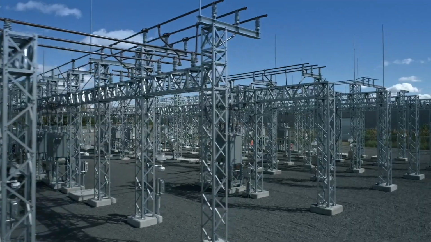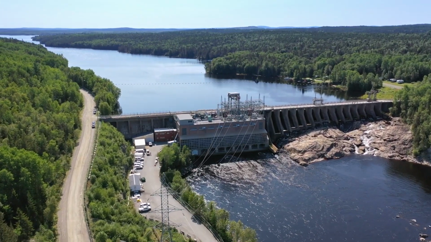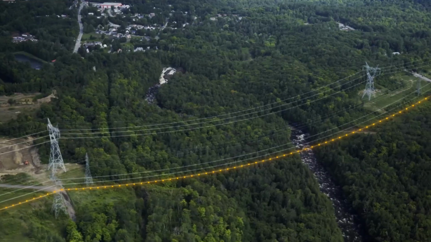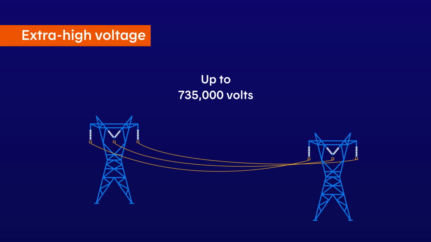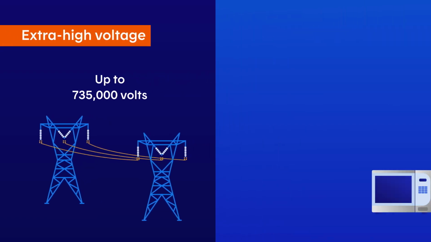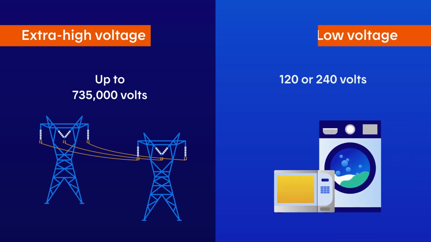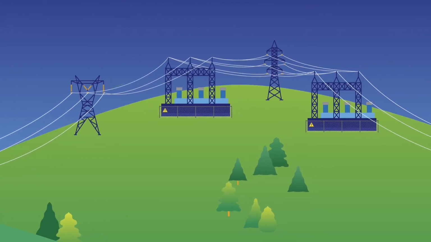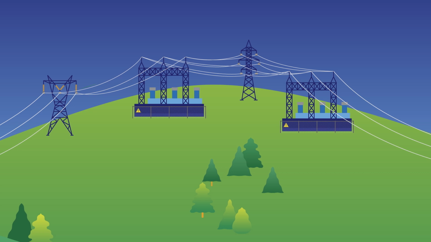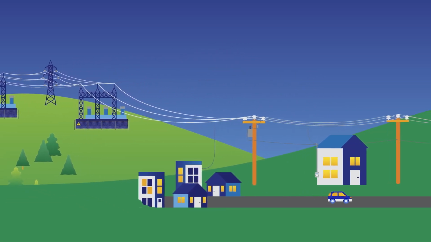grid. The voltage of the electricity varies as it makes its way from the generating station to our neighborhoods. Over long distances, the voltage can reach up to 735,000 volts. That's extra high voltage. But at home, our appliances and devices operate at 120 or 240 volts. That's low voltage. On its journey, the electricity stops at several substations and changes voltage. Substations adjust the voltage of the electricity as it moves from the generating station to our outlets.